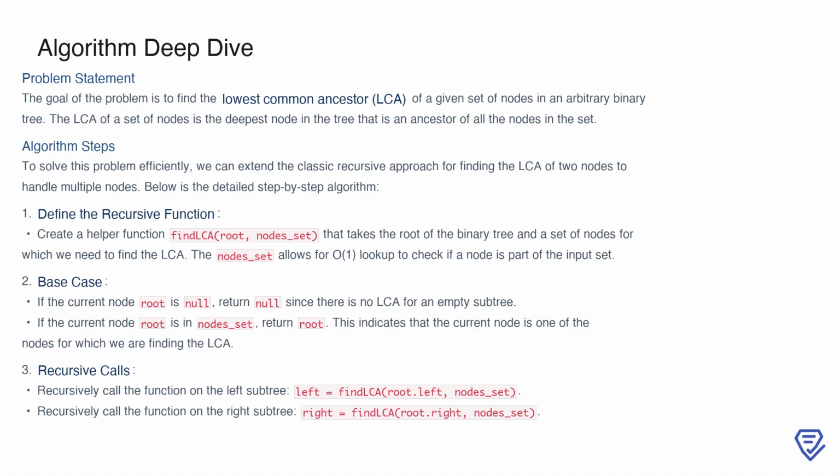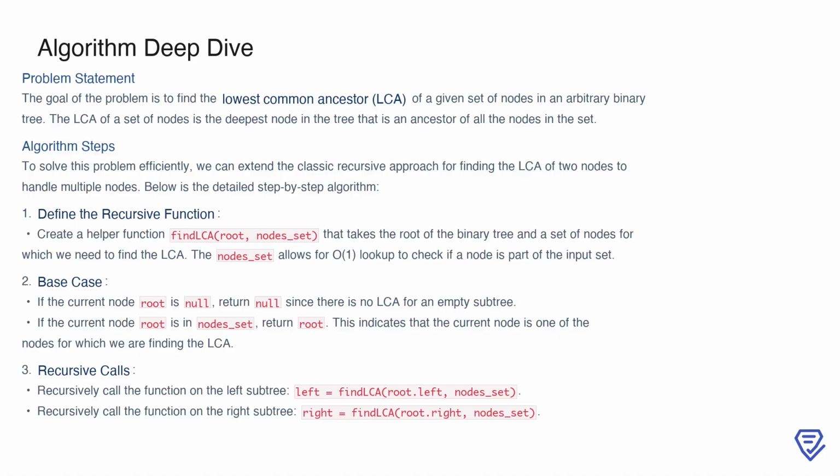The base case for the recursion handles situations where the current node is either null or one of the nodes in the input set. If the node is null, there's no further processing needed, and we return null. If the node is part of the input set, we return the node itself, as it is a potential LCA.